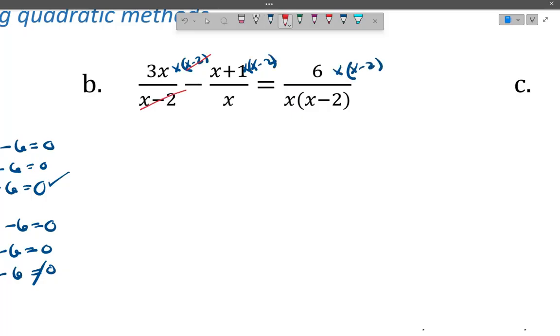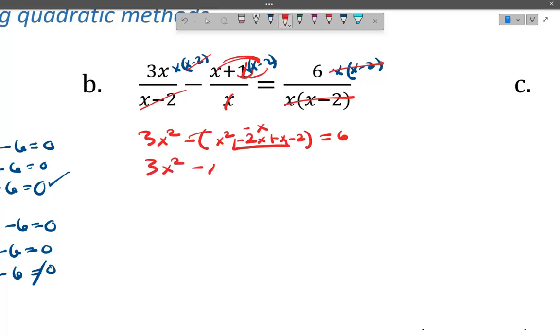So the x minus 2 cancels in the first, the x in the second, and both terms in the third. So that's going to leave us with 3x squared minus x squared minus 2x plus x minus 2. We FOILed this here, 1, 2, 3, 4, and then equals 6. Let's distribute this negative after we combine like terms. This equals just negative x. So we're going to have 3x squared minus x squared plus x plus 2 equals 6.